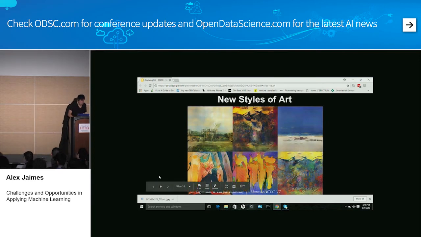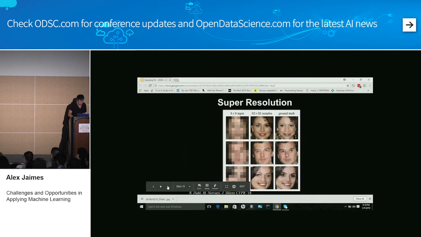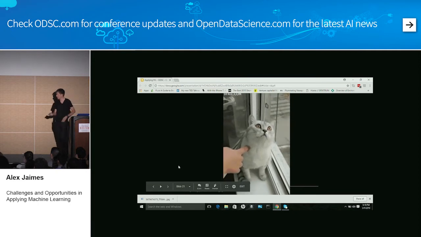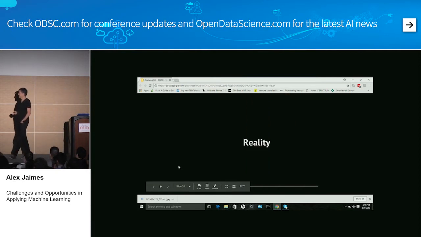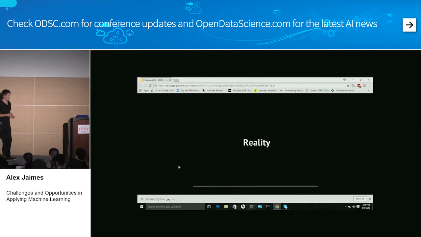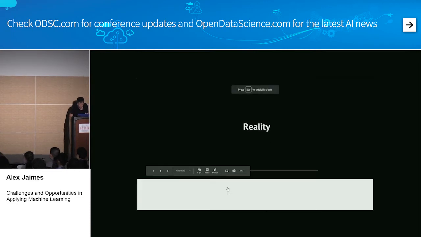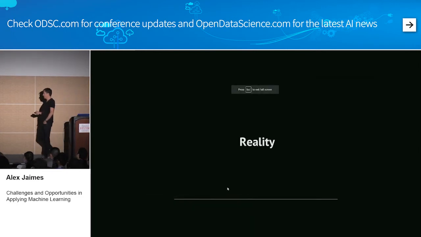But let me just go to the next examples, and then super resolution. And anyway, there are a bunch of examples like this of where we are with the hype. I don't know why it's not showing on full screen. Let me see. Sorry. Maybe this one. There we go. Okay, great. So there's a lot of hype.